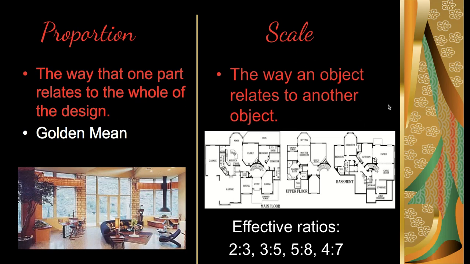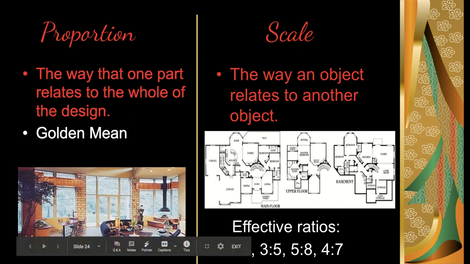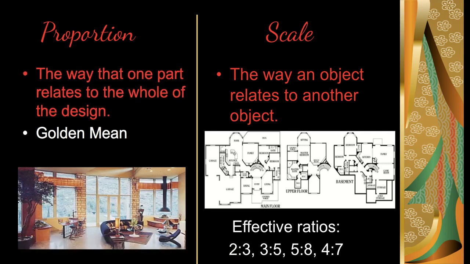Scale is a little bit different. Scale is the way that one object relates to another completely different object. For example, if we draw a floor plan on a piece of paper, we're comparing all these different rooms on paper to the real live room, and we draw it to scale. A better way to think of this might be your chairs at home compared to your dinner table.